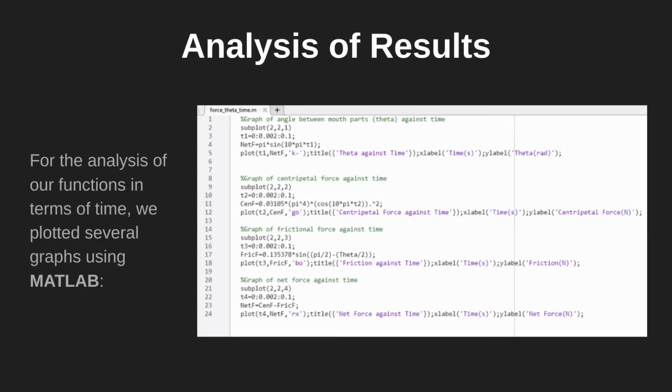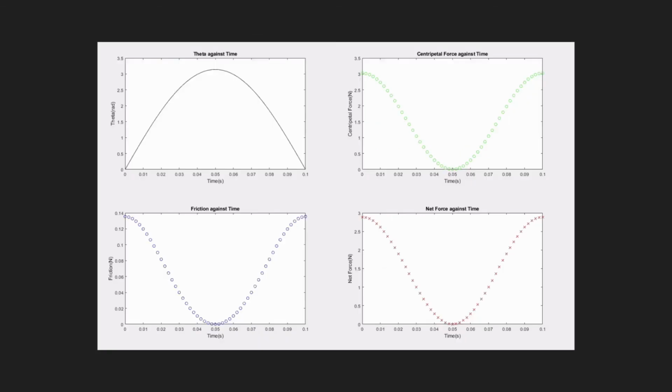Analysis of results. For the analysis of our functions in terms of time, we plotted several graphs using MATLAB. Here we see theta against time. We see from 0 to 0.1 seconds, theta goes to pi radians, and we see that these forces are inversely proportional to theta.